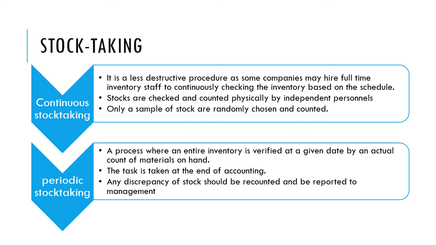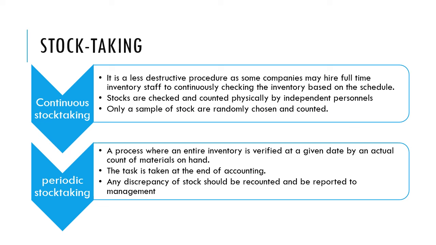Stock is checked and counted physically by independent personnel. Only a sample of stock is randomly chosen and counted. Because the process is continuous and done more than once a year, calculating the whole stock would be impossible and not very cost effective. So under continuous stock taking, the independent inventory staff will only take a sample of stock to count the physical stock.